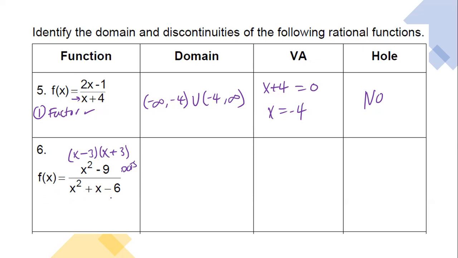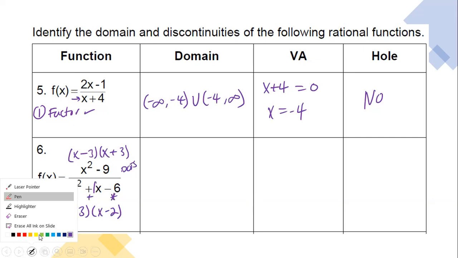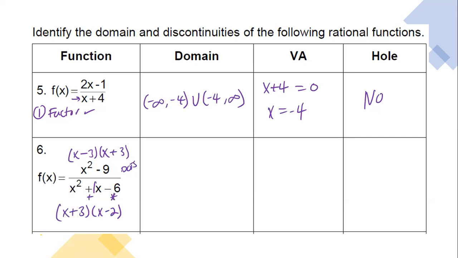How do I factor the denominator? I ask myself what multiplies to give me -6, but adds to give me 1. It would be a +3 and a -2, right? 3 times -2 is -6. 3 minus 2 is 1. Do we see that? Okay, so now, do I have a common factor in the numerator and the denominator?